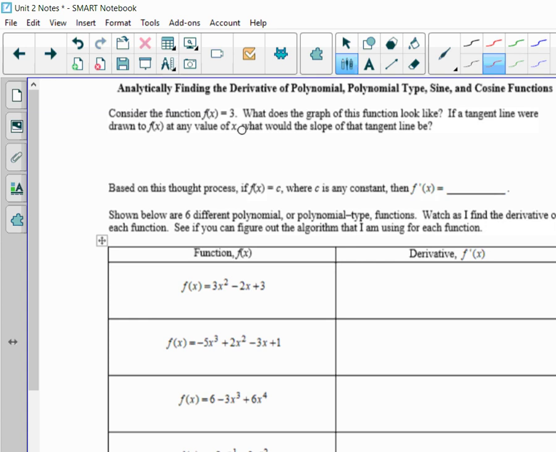So, this is a constant function, right? If I graph the line f of x equals 3, think about what that would be. I would go up to 3 on the y-axis, and it would just be a line like this, right? So it's a horizontal line.